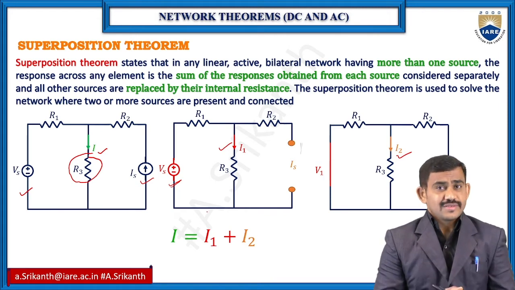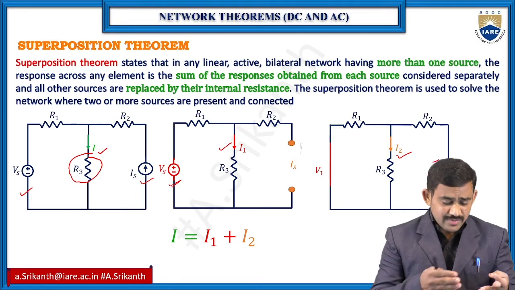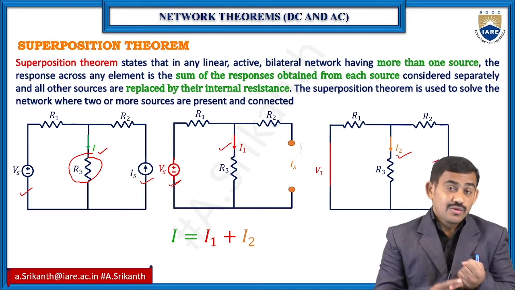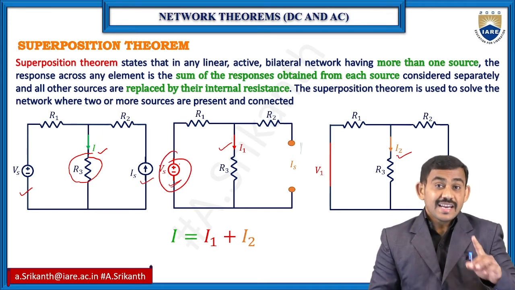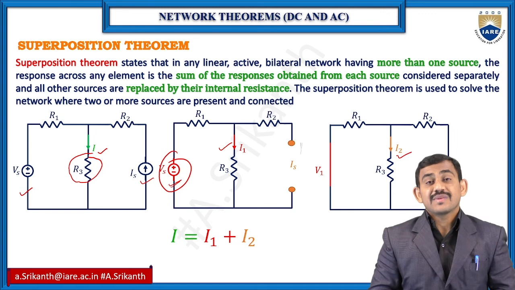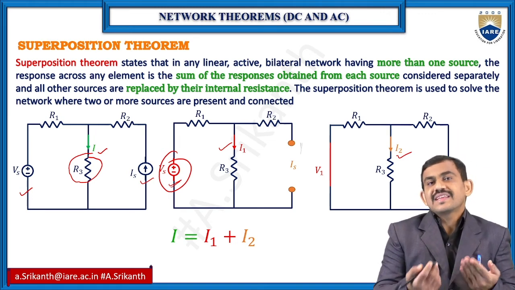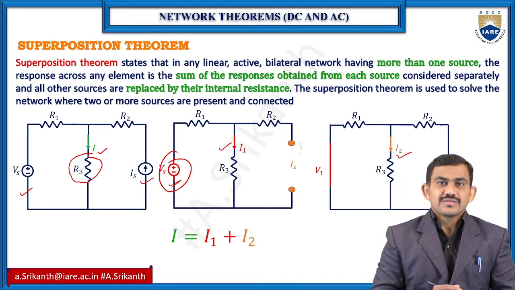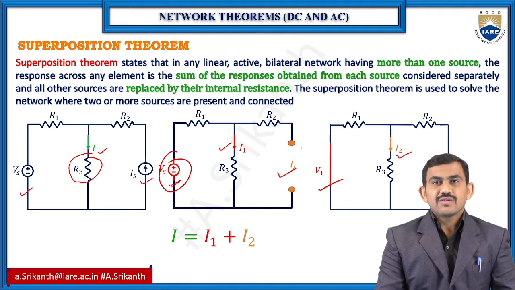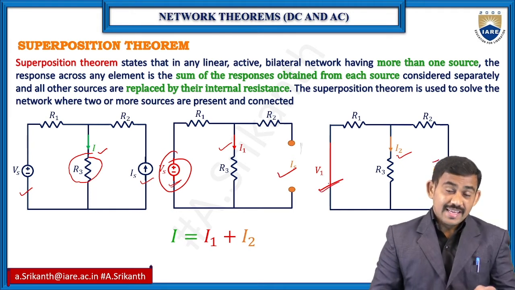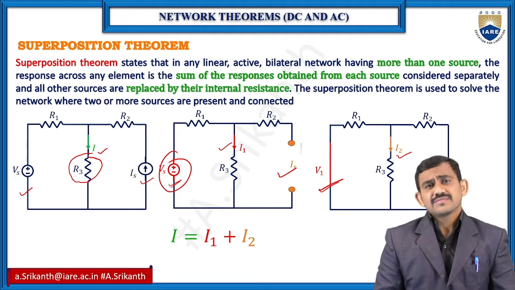Then what about the remaining sources? For this particular circuit, I have one voltage source and one current source. When the voltage source is acting, what about the current source? The current source is replaced with its internal resistance, nothing but an open circuit. The voltage source is replaced with its internal resistance, nothing but a short circuit. Here the current source is open circuit, and here the voltage source is short circuit. Then find out the response. There is no condition here either. You can use any method and find out the values.